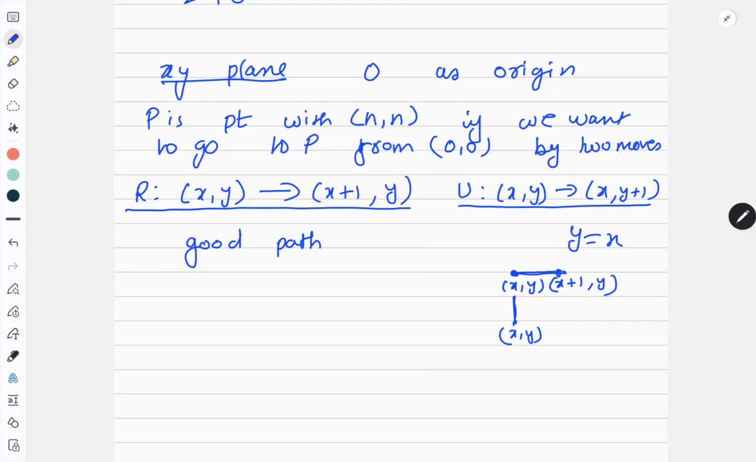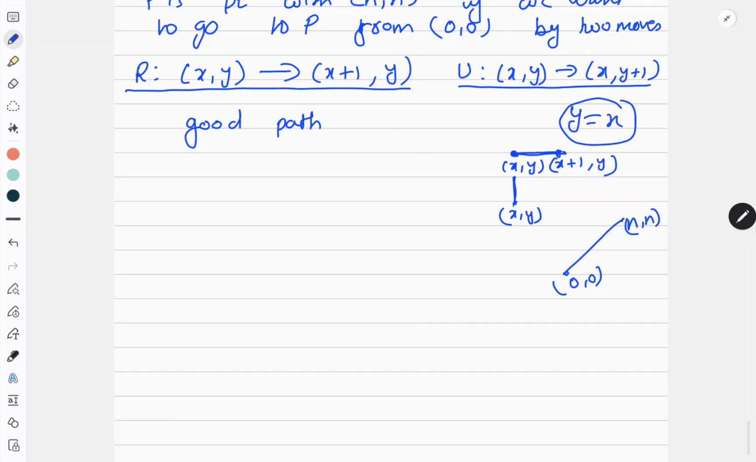So I can observe my Catalan number in good paths also. First you need to understand what a good path is. A good path is nothing but moving from 0, 0 to n, n in such a way that only these two moves are allowed and you cannot cross the line y is equal to x. Now let us check how the Catalan sequence comes here.